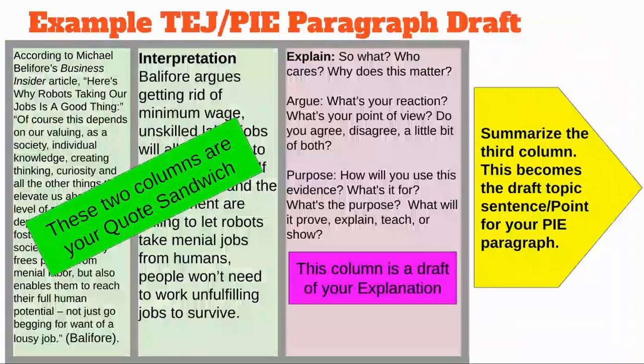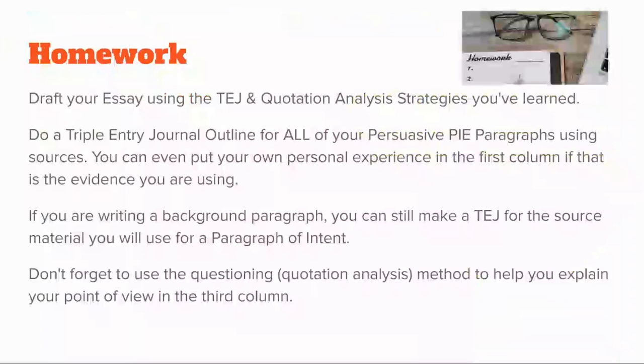And to come up with a topic sentence, you would just summarize that third column, because that is your opinion that you would have just explained, right? So you go through it, you go, well, what is my opinion that I'm trying to persuade someone to adopt here? You would summarize that in a sentence, and that would become the draft topic sentence or point for your pie paragraph.